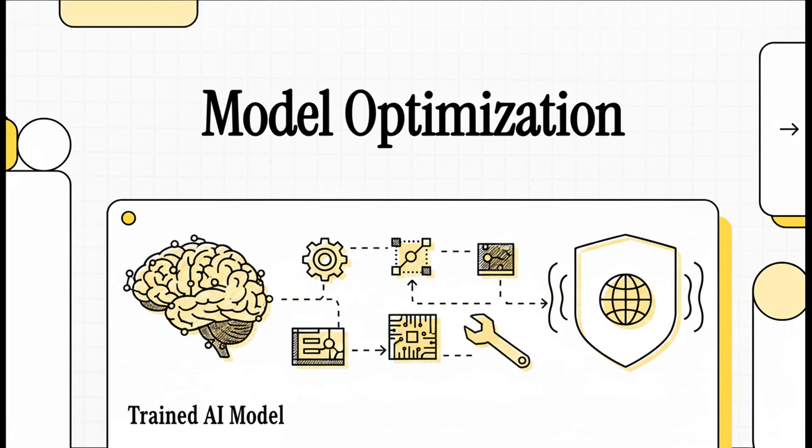We're going to get into model optimization. That's the magic step that turns a powerful model into a truly useful one. Let's get right into it.